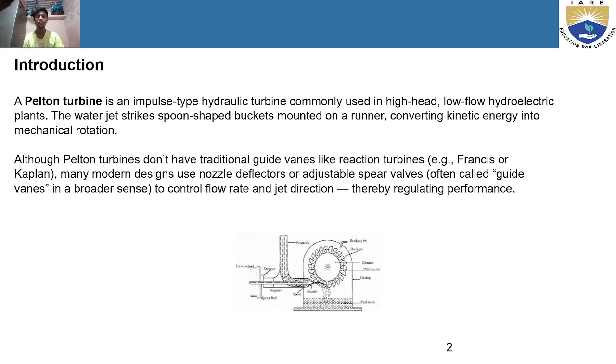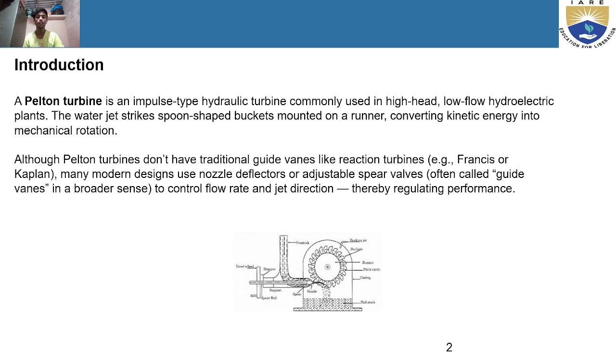Now, firstly, we know about the Pelton turbine. A Pelton turbine is an impulse-type hydraulic turbine commonly used in high-head, low-flow hydroelectric plants. So this is an impulse turbine. That means it is used at high heads, where the water comes with high pressure and low discharge.